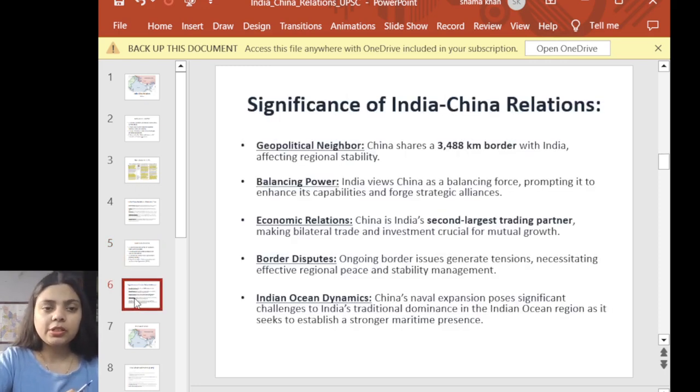The next important theme, or sub-theme I could say, is the significance of the India-China relationship. Geopolitically, China shares a 3,488 kilometer long border with India. On balancing power, India views China as a balancing force, and we have seen how the West sees India and China as different. They both have a different philosophy, and a different kind of international relationship with other countries. In terms of economic relations, China is India's second largest trading partner, but we can see here that the amount of goods and services which we import from China is far more than what we export to China. The border dispute is time and again in the news, and there are Indian Ocean dynamics.